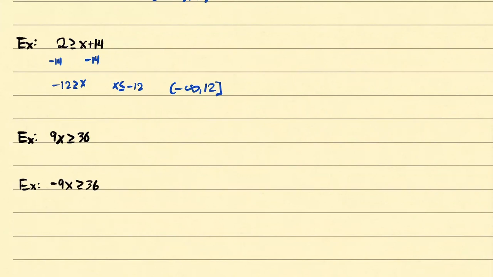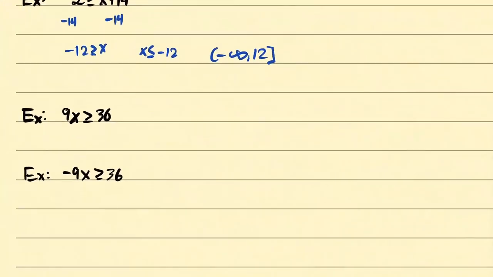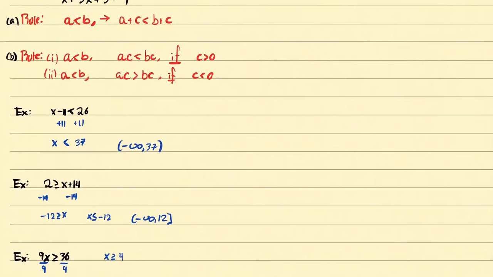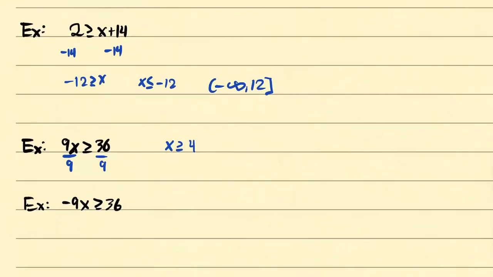So this is the first example where I'm going to have to divide or multiply by something. Over here, I'm going to divide by 9. That'll give me x is greater than or equal to 4. I didn't give you a separate rule for division, because this rule for multiplication is a broader rule than division, because division in a way is the same thing as multiplication.